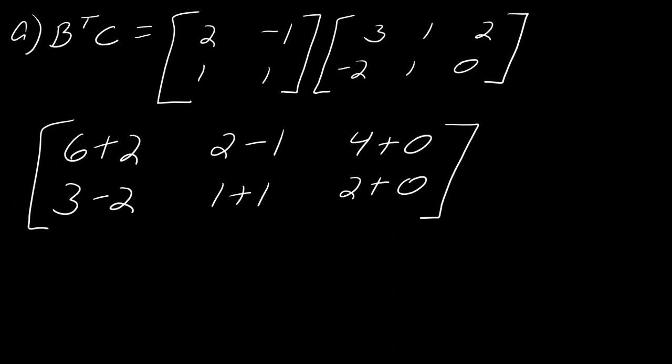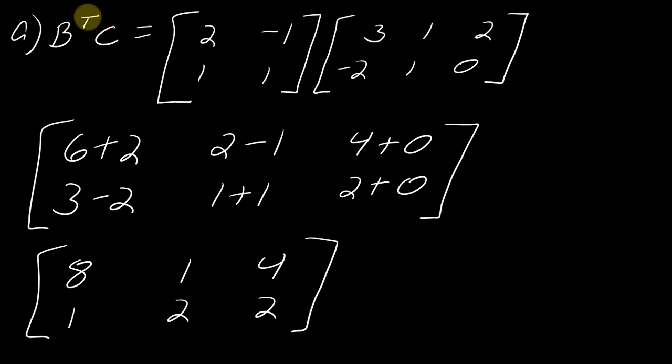And so now if I add everything together, this becomes 8, 1, 4, 1, 2, and 2. So really the only thing that was different is just you have to write out what the transpose is before you can really do this problem.